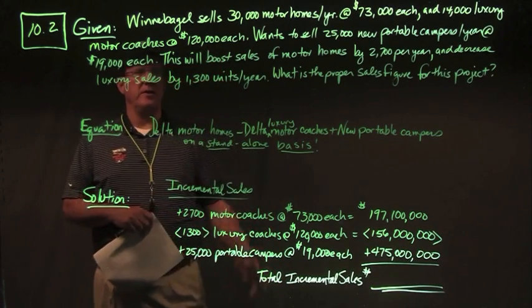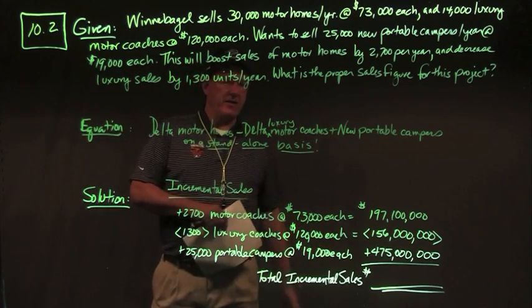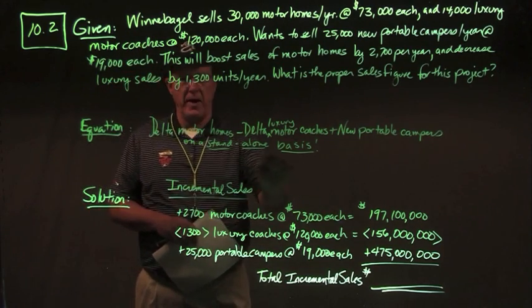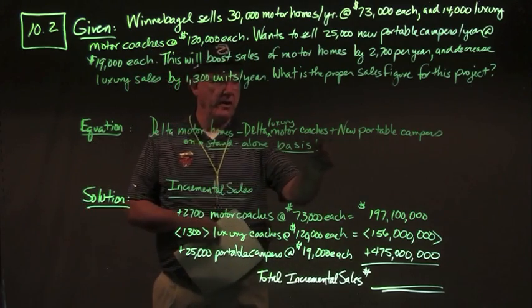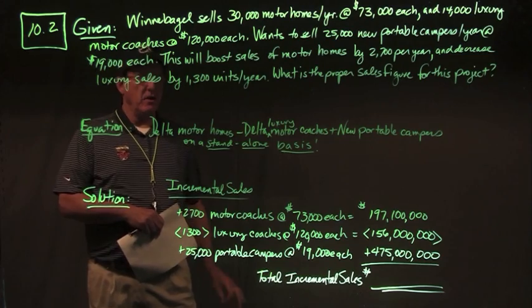Now, the temptation is to take the old sales and add them to the new sales, and subtract out the old sales. Don't do it. Avoid that temptation. Just do it on a standalone basis. Take the delta motorhomes minus the delta luxury coaches plus the new portable campers. Keep it simple and do it on a standalone basis.